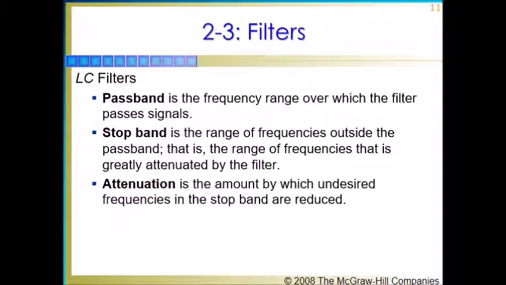Attenuation. Attenuation is the amount by which undesired frequencies in the stopband are reduced. Attenuation is a general term that refers to any reduction in the strength of a signal. Attenuation occurs with any type of signal, whether digital or analog. Sometimes called loss, attenuation is a natural consequence of signal transmission over long distances.